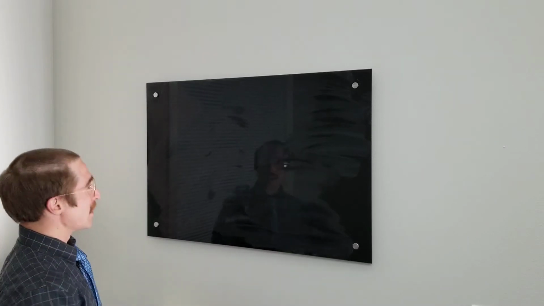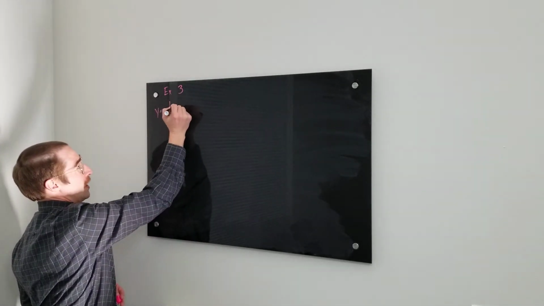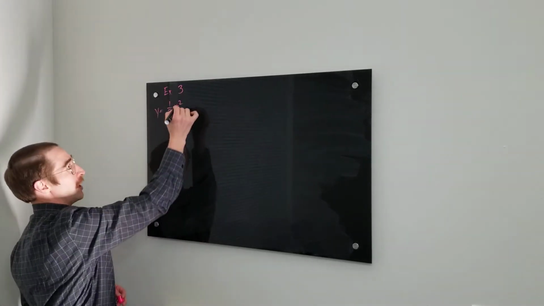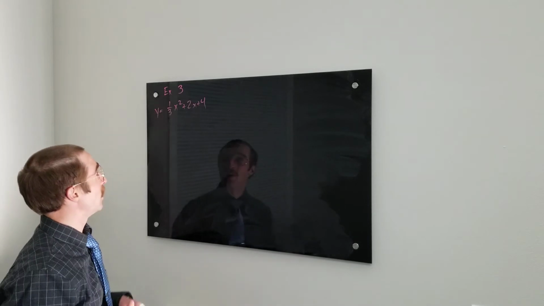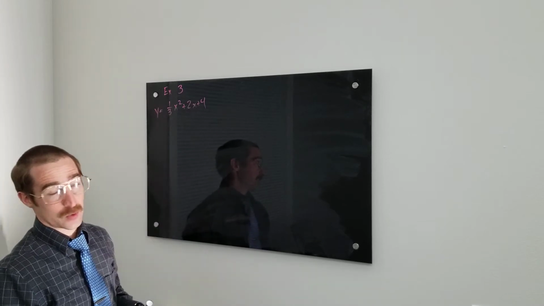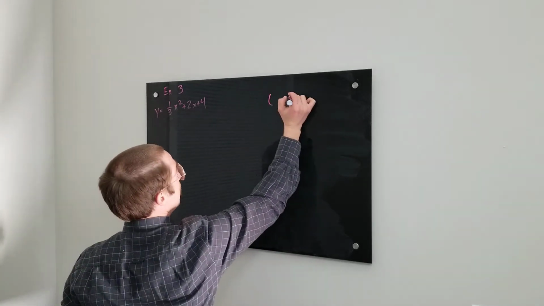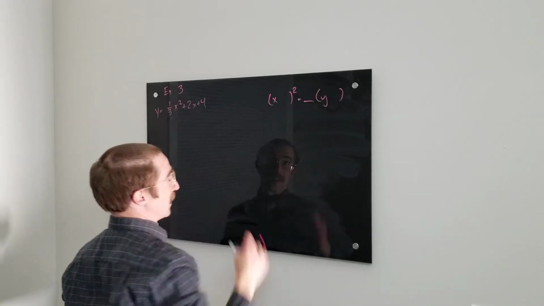All right, so this is example 3. We have y equals 1/3 x squared plus 2x plus 4. We want to write this in the standard conic form. We also want to find the vertex, the focus, the directrix, and the axis. First thing we are going to do is make it a regular x squared, not a 1/3 x squared. Because remember the goal is going to be x something squared equals something times y something.